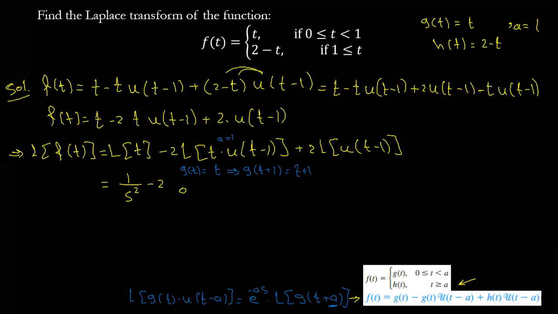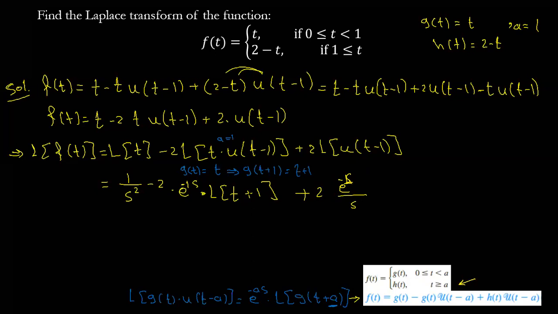So it is e to the negative 1s times Laplace of your g(t + 1), which you said is t plus 1. Is it clear here? Any question? Plus the 2 Laplace of the unit step function is given. I will find it from my cheat sheet. It is e to the negative as, sorry, and my a is 1, times 1 over s. So it's e to the negative s divided by s.